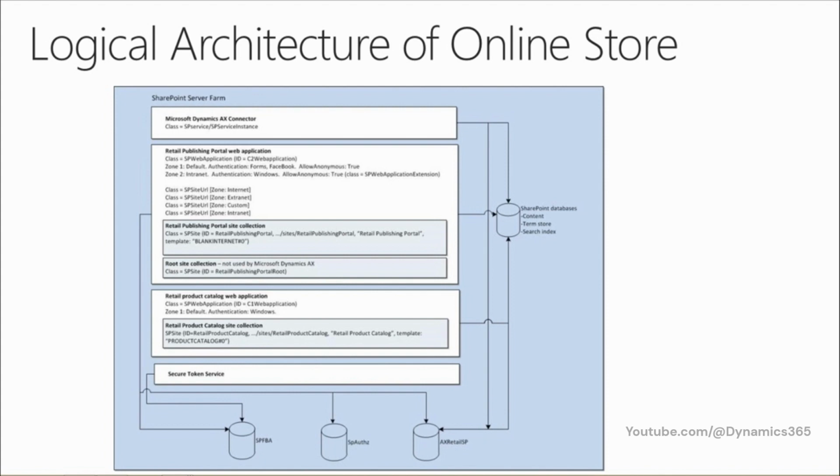The Microsoft Dynamics AX connector, also named the channel connector, is a SharePoint service publishing job, which is implemented as a standard SharePoint timer job that runs in the OWSTIMER.exe service. The publishing job retrieves updated product information from the CRT database and pushes it into the product catalog site collection. This information is then crawled by the search and stored in the search index.